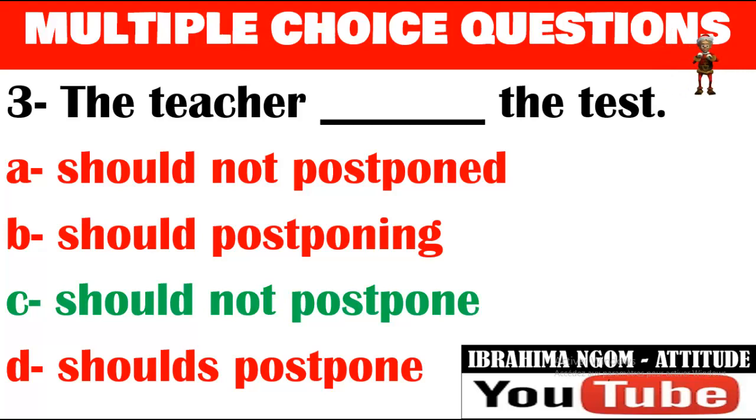A is not correct because here you have should plus past participle, which is impossible. B is impossible. You have here should plus ing, which is impossible. And D, you have should plus S, which is a mistake. So the only good option here is should not plus base form, postpone the test.